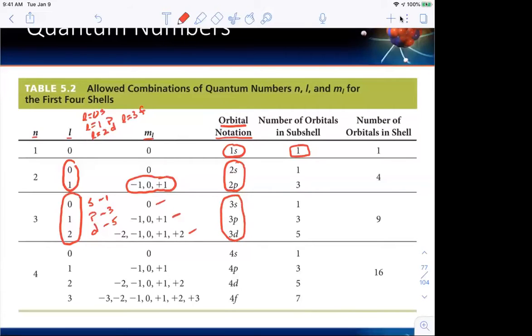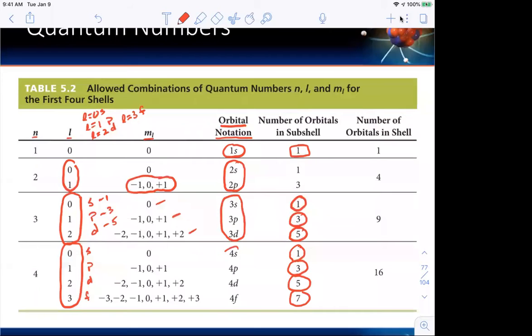This is the number of orbitals. In any s subshell, I only have 1 orbital. In any p subshell, I have 3. And in any d subshell, I have 5. When I get to energy level 4, now I have 4 different types of orbitals available. I have the s, the p, the d, and the f. Remember, the s subshell only has 1, the p subshell has 3, the d subshell has 5, and the f subshell has 7 orbitals available to it.